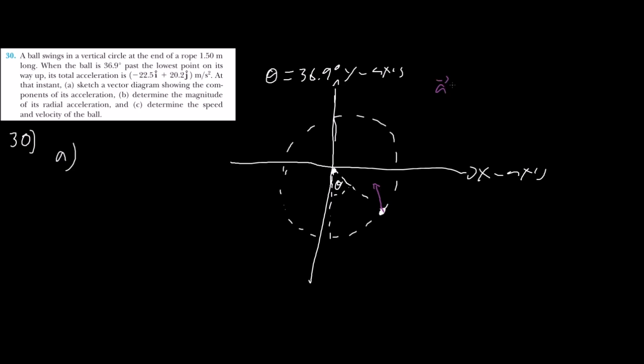And that acceleration is going to have the component at negative 22.5 meters per second squared in the i-hat direction. Notice that this is this component right here, the component for the i-hat and the j-hat, plus 20.2 meters per second squared in the j-hat direction. And I guess that's part A right there.